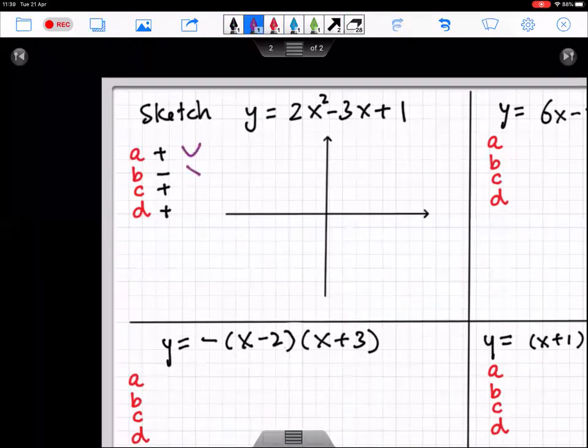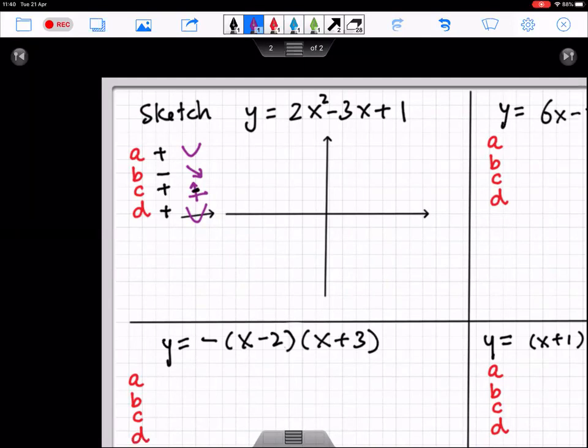It's coming down when it passes the y-axis. It cuts the y-axis at a positive point, all right? And it cuts the x-axis at 2 points, all right? So these are the meaning of this A, B, C, D plus and minus. It's opening up, it is coming down when it crosses the y-axis. And the y-intercept is a positive number. And it cuts the x-axis at 2 points, all right?